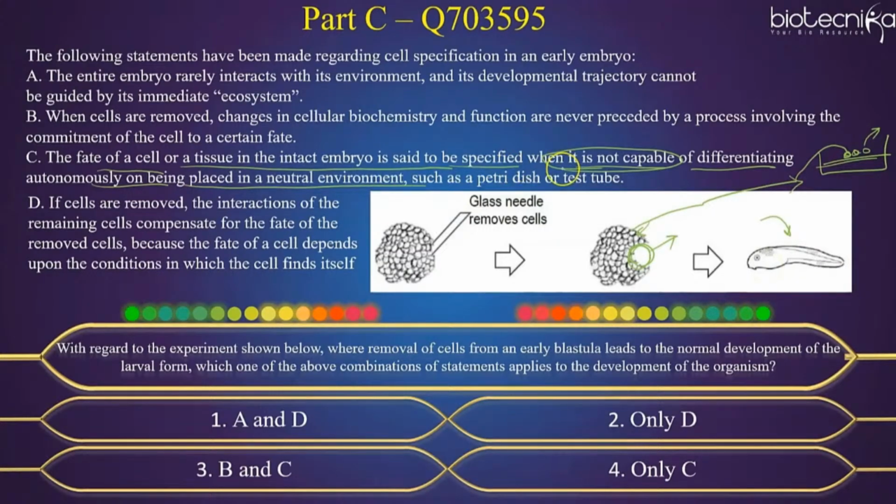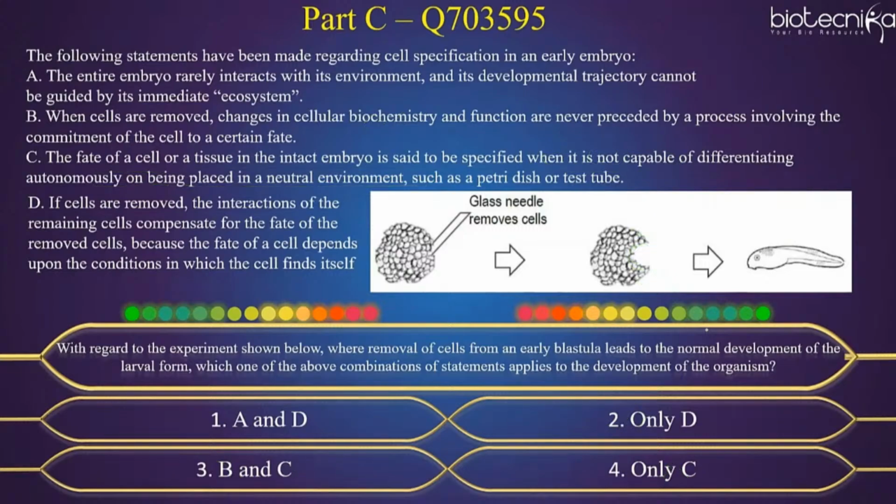Okay, but it is saying the other way around, that it is not capable. That's why C is wrong. So if C is wrong, anyways B was wrong. As I said, if you remove the cells, then some cells will change their fate to compensate for the missing cell. So B is wrong, C is wrong, only D is the right answer.